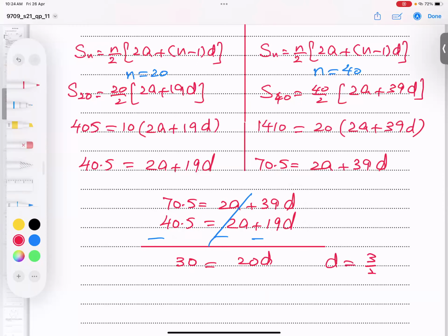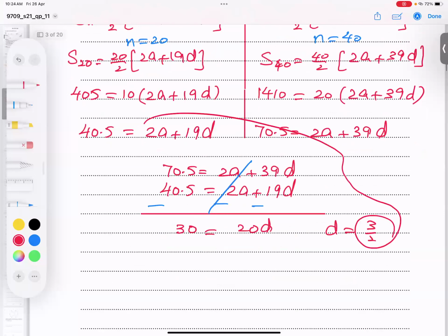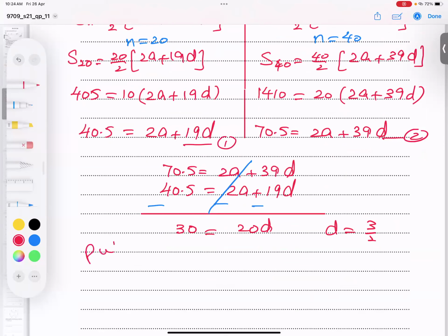So let's move on. What is it asking for? This value I can plug in anywhere, in equation 1 or equation 2. I put in 1 to get a. 40.5 equals 2 times 2a plus 19 times 1.5, or 3/2, no problem at all. This value goes there, and I subtract 19 times 1.5 from 40.5. So I get 12, and finally, I get a equal to 6.